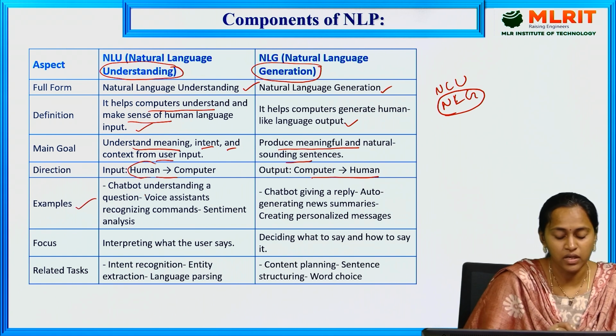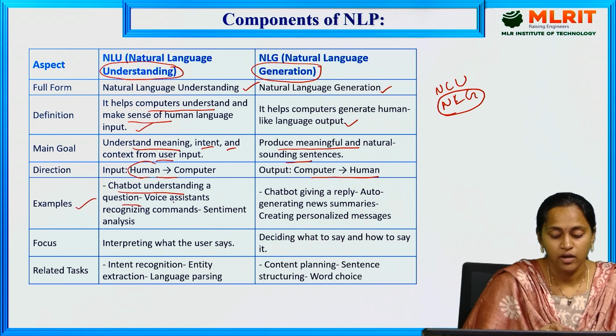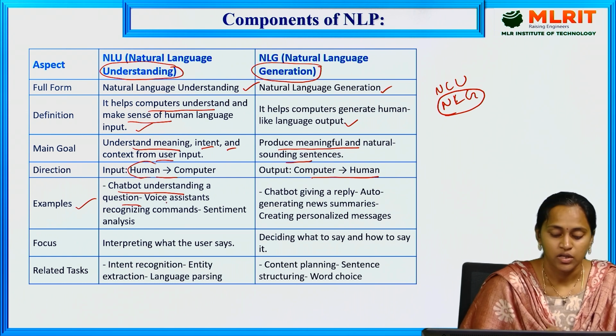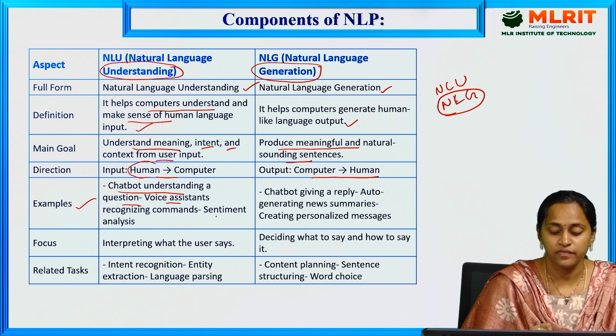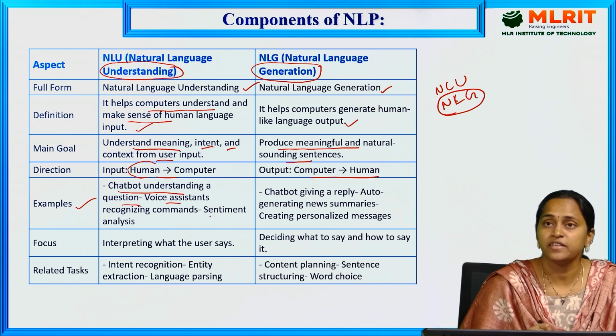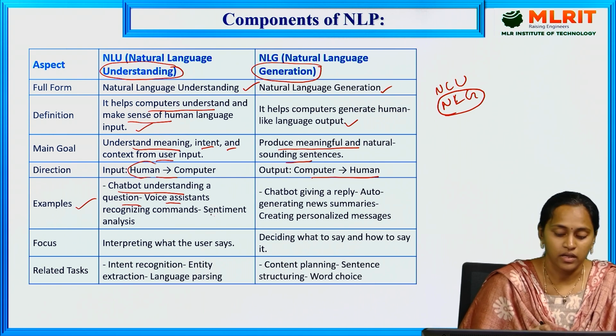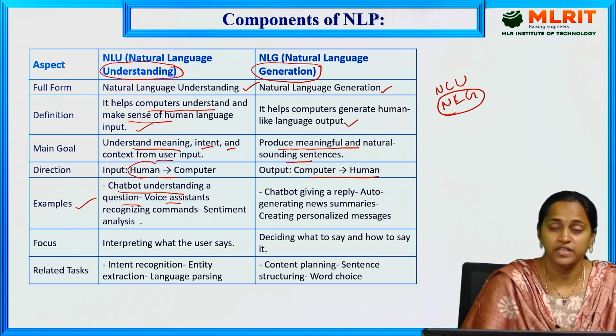For example, a chatbot understanding a question, right? Here we are using a chatbot, and the chatbot will understand the human language. We also use voice assistants. Finally, sentiment analysis: we apply sentiment analysis to decide whether a sentence is happy, sad, or angry.